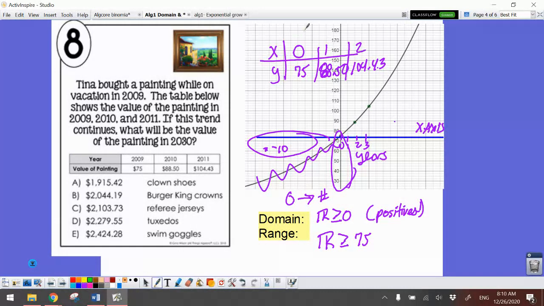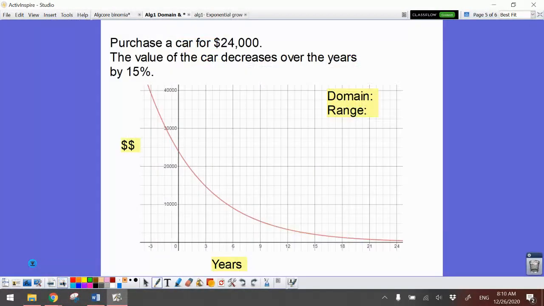And in actuality, this side is gone and this side is gone. So I'm only looking at quadrant 1 because that's my starting point. I can only have positive money. I can't have negative money. And I also can't be less than $75. Okay, let's look at another one.